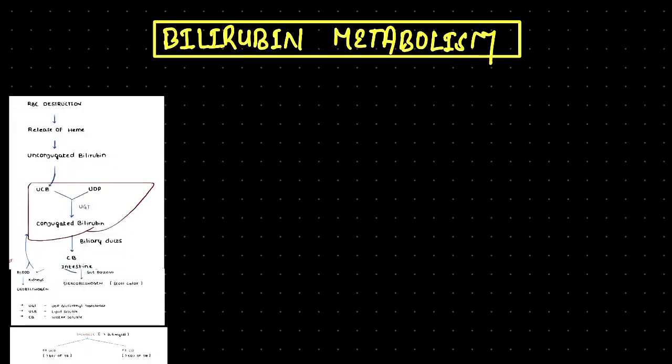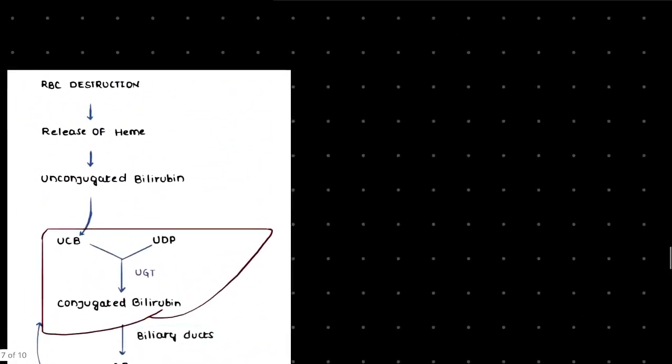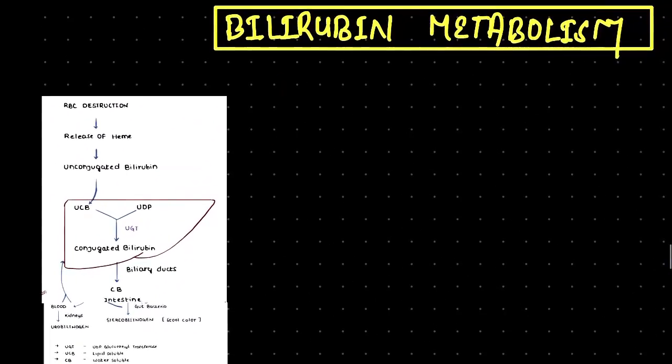Bilirubin metabolism. In this topic we'll be discussing all these mechanisms. We'll be talking about bilirubin metabolism, and about different types of hyperbilirubinemia. So let us begin our discussion. Initially, the thing we need to understand is bilirubin. How is bilirubin formed?